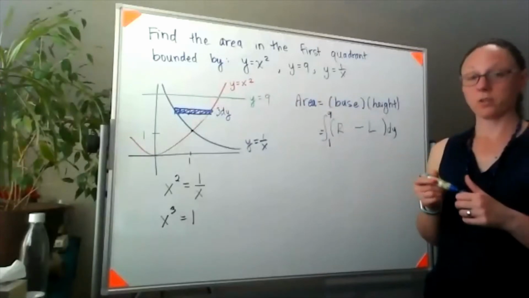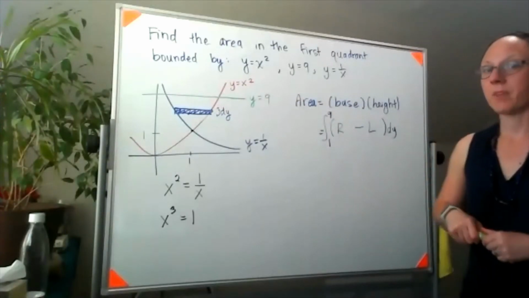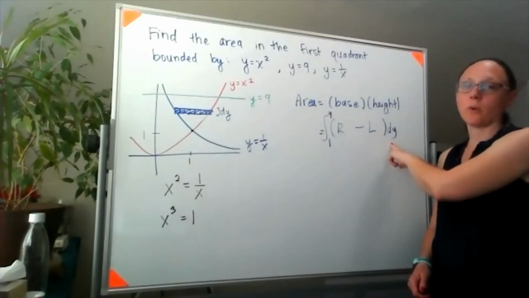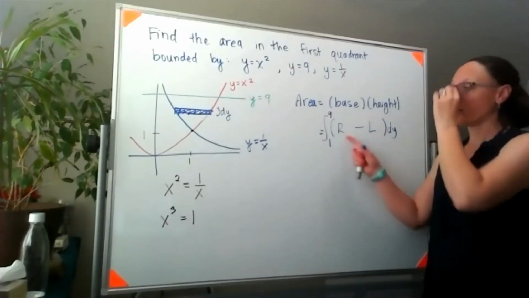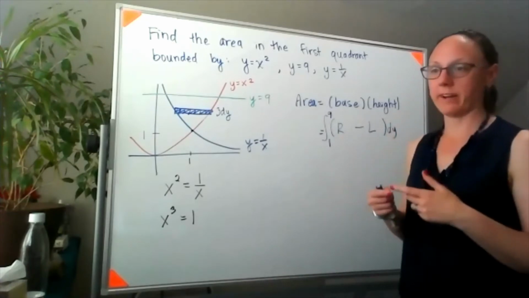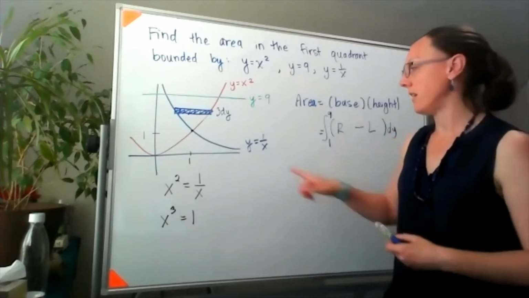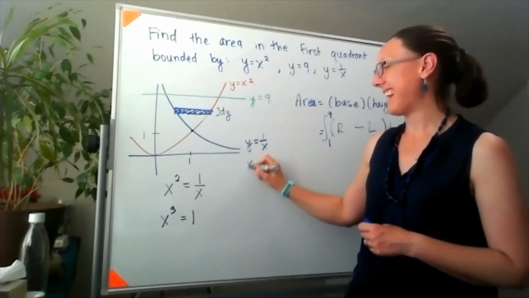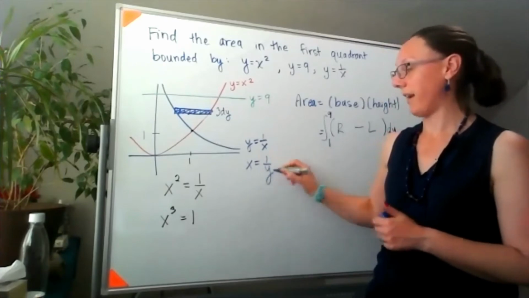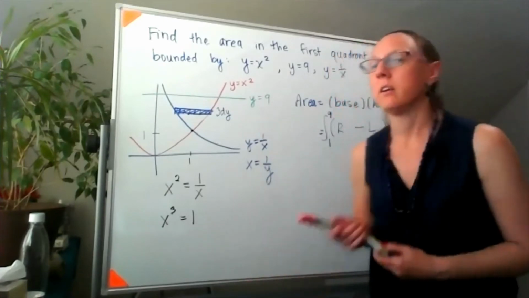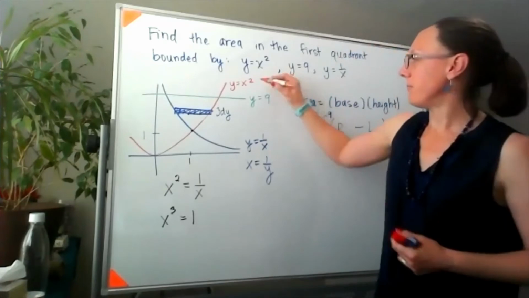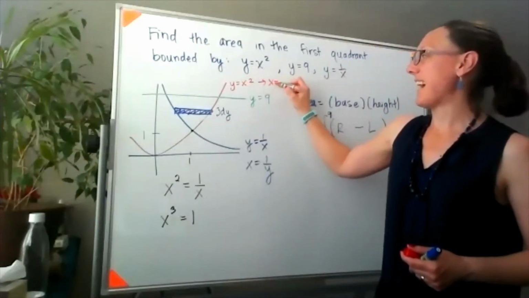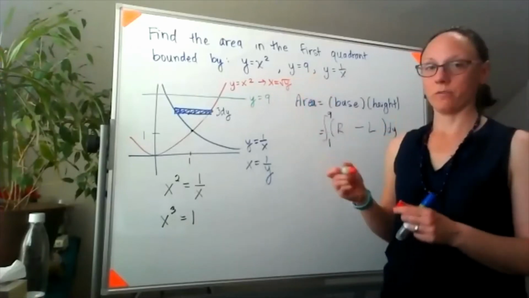Now all we have to do is plug in our left and right functions. When we're doing horizontal cross sections and integrating with respect to y, that means our left and right functions have to be rewritten so that they say x equals. If y equals 1 over x, that means x equals 1 over y. And up here, if y equals x squared, then taking the square root of both sides, that means x equals the square root of y.